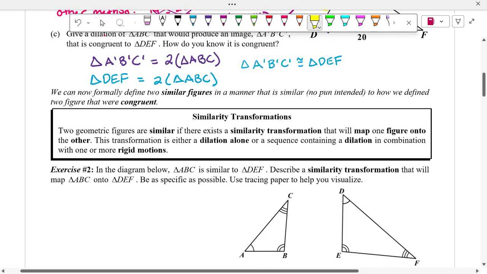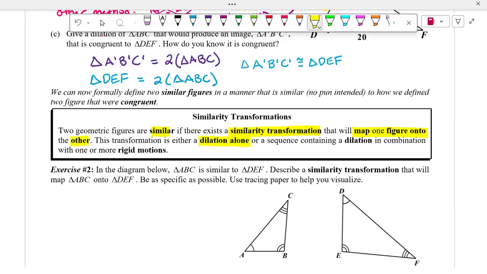just so we note this, 2 geometric figures are similar if there exists a similarity transformation that maps one figure onto the other. So, for example, that can just be a dilation alone, or it can be a sequence that contains a dilation with a combination of one or more rigid motions. So remember, when we did composite transformations back in Unit 1, the figures stay congruent as long as all of the transformations that we did in the sequence are rigid motions. But as soon as you throw a dilation in there, it becomes a similar figure. All right? It doesn't matter where the dilation is thrown in there.